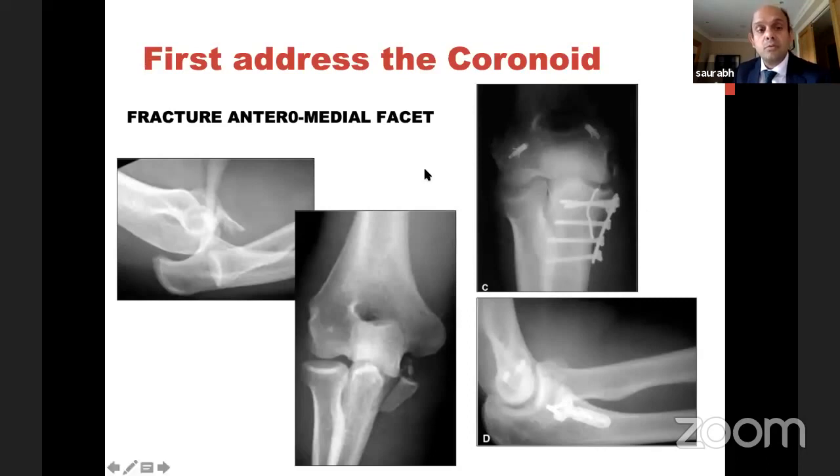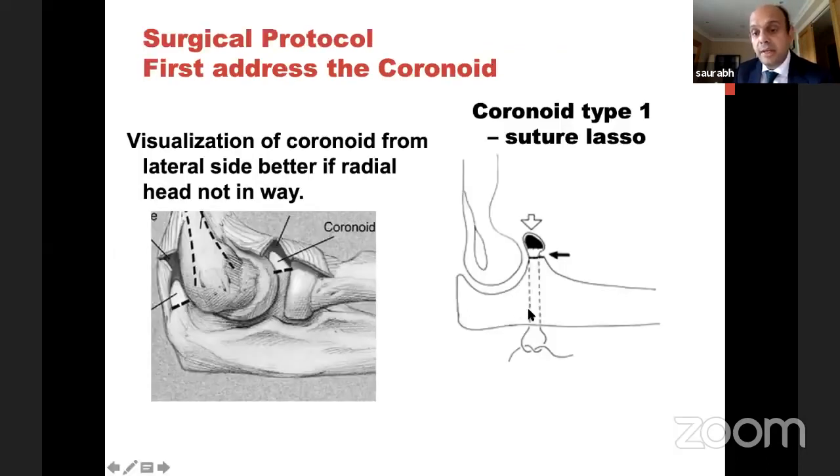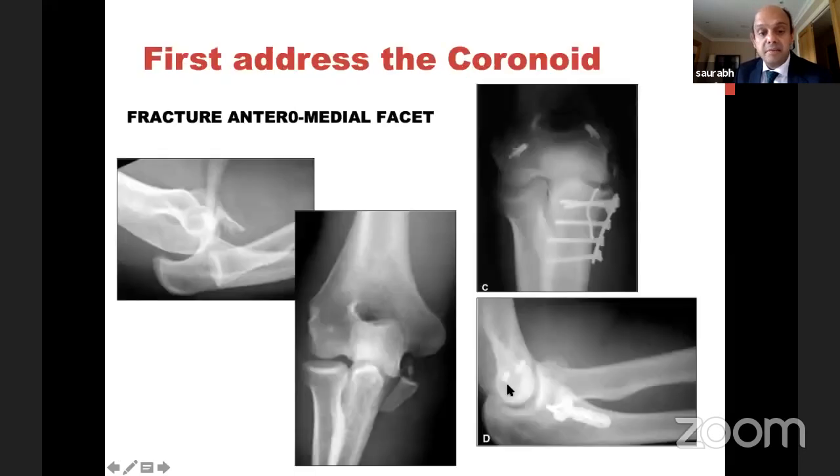So I just showed you the suture lasso technique for a little flake. If it's a big chunk, in this case, because it's the anteromedial facet, we know our anterior band of the MCL comes from below the epicondyle to the sublime tubercle here. So that has pulled it off. I'll have to do a medial approach, Ring approach.